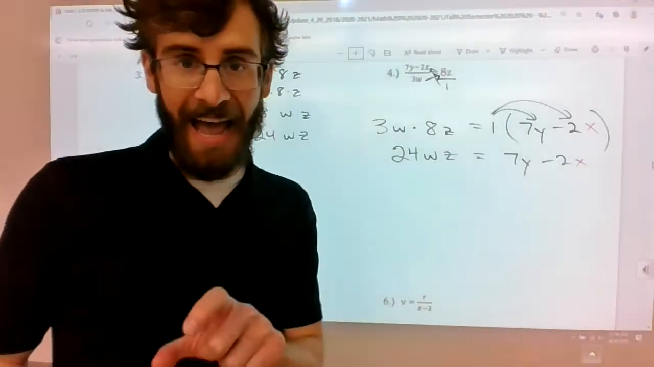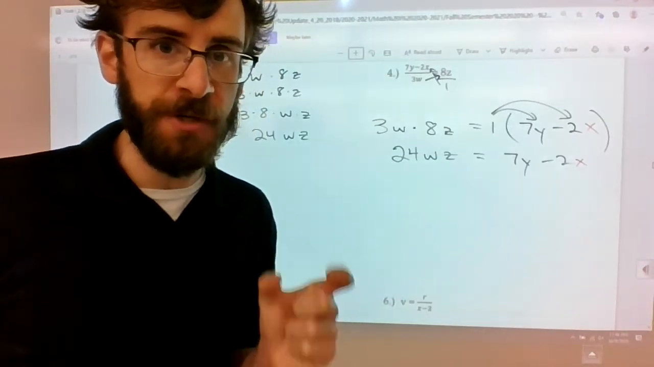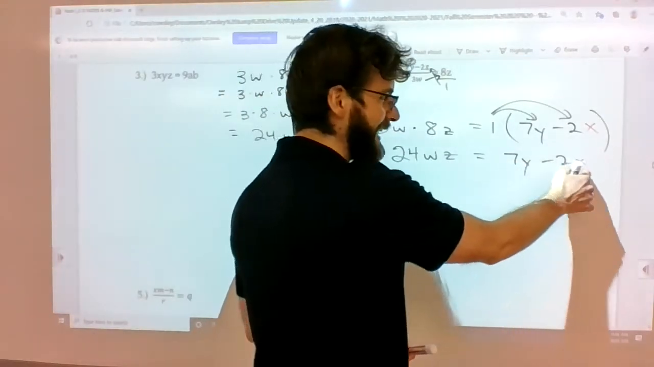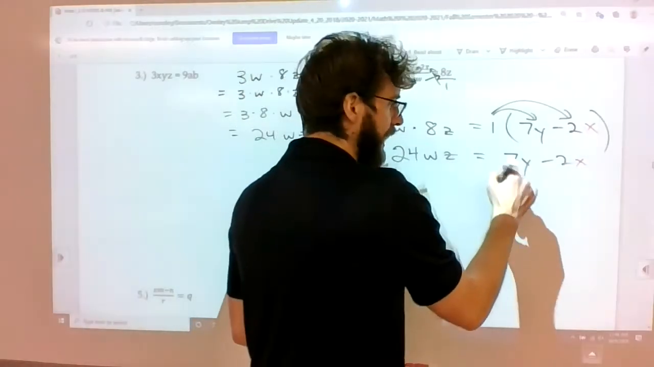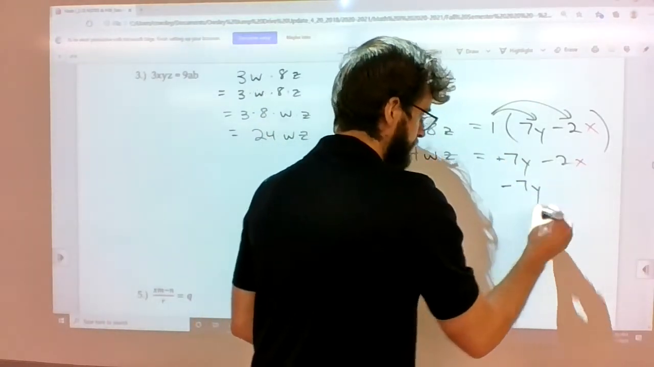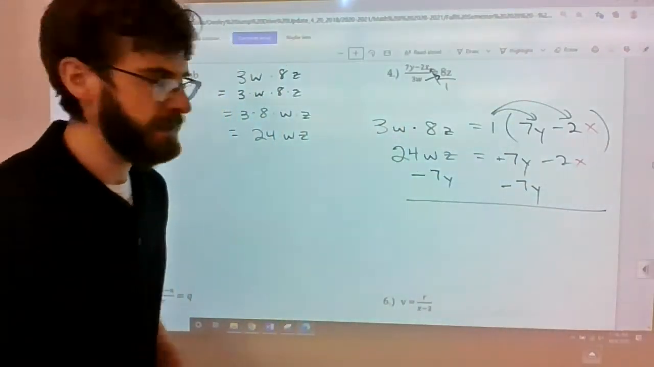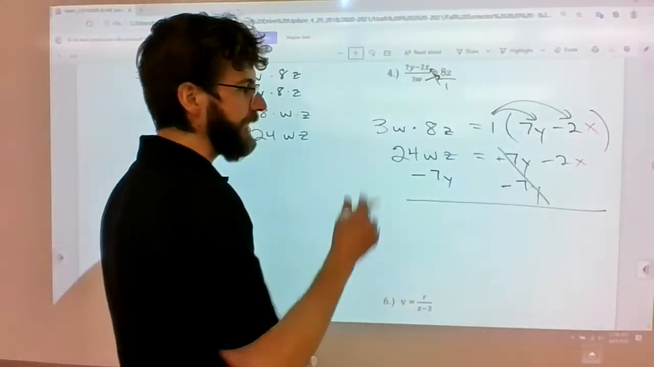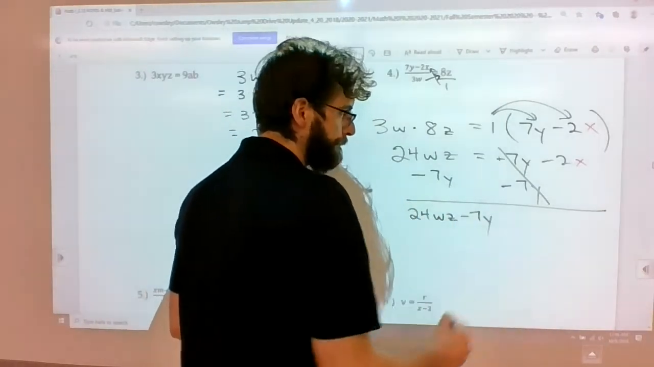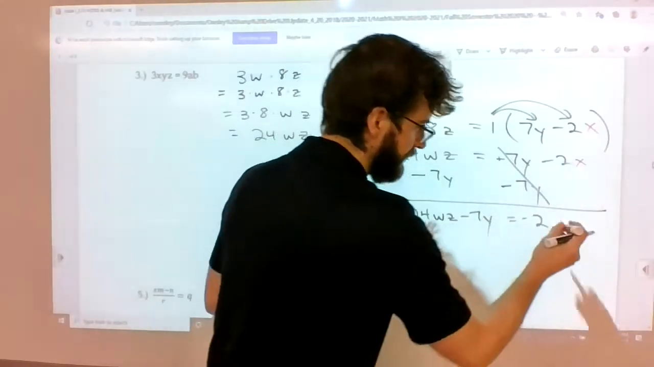Now again, add or subtract the term that's not connected to x using multiplication. 7y is not connected to x with multiplication. So I'm going to take the positive 7y and subtract it from both sides. So they cancel on the right, and you're left with 24wz minus 7y. That equals a negative 2, because it's 0 minus 2, x.